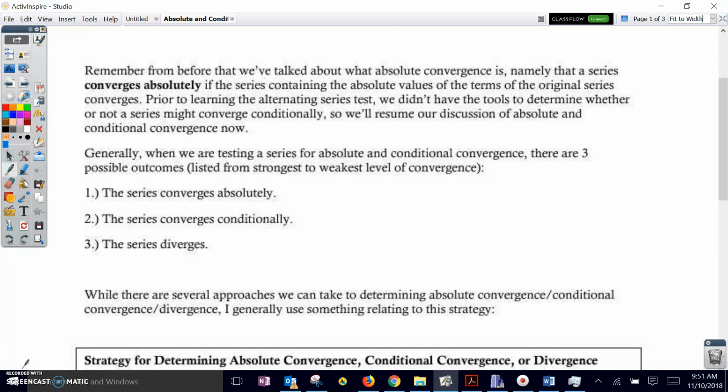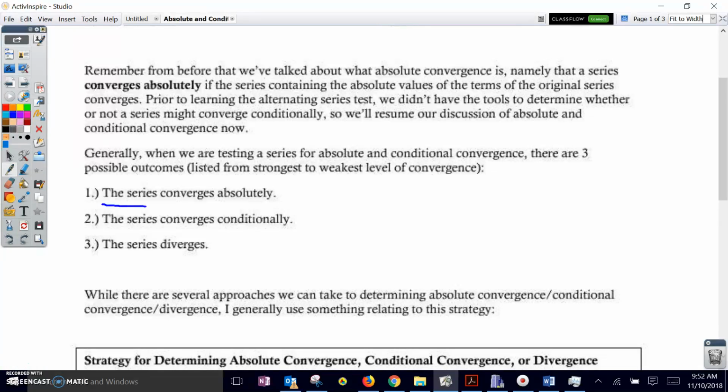Alright, welcome back everybody. In this video, we're going to talk about absolute and conditional convergence of alternating series. When we have an alternating series, there are three different things that can happen with its convergence behavior. One is really strong, one is somewhat strong, and the other is divergence. We're looking at three possible outcomes when we look at an alternating series and its convergence.